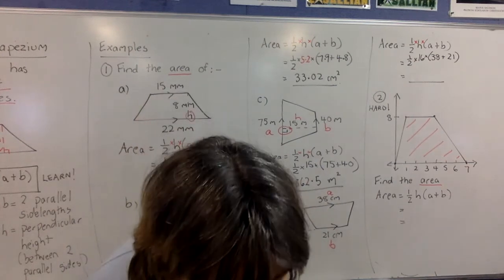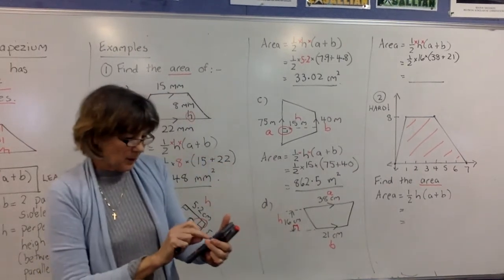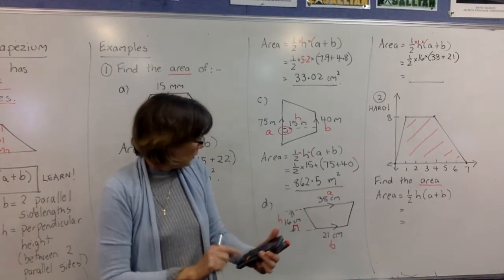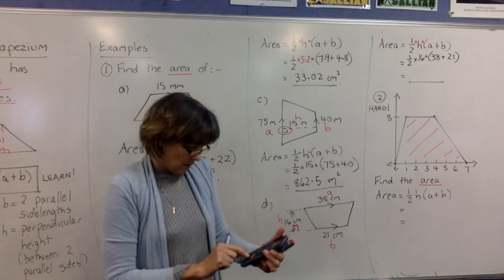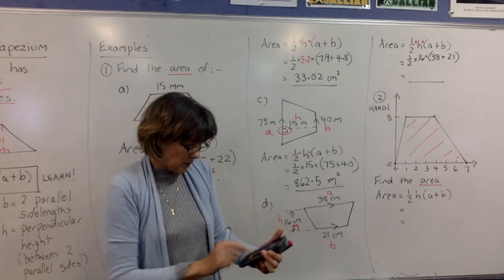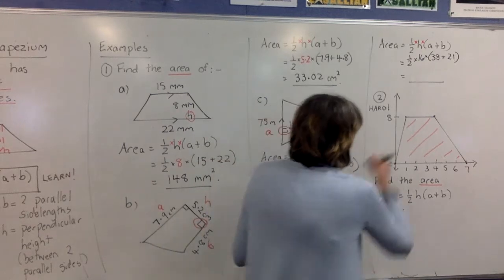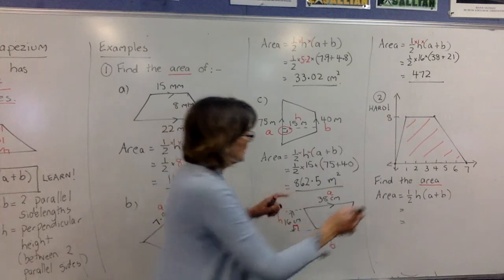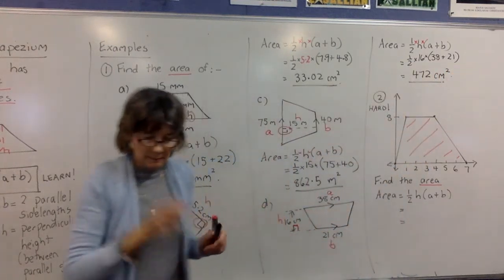All right, so we're putting all that in the calculator. You should know how to do this now yourself. So we're going to fraction key, 1 down arrow, 2 right arrow, times 16 times open bracket, 38 plus 21, close the bracket, equals 472. And the units are centimetres, and it's squared for area.